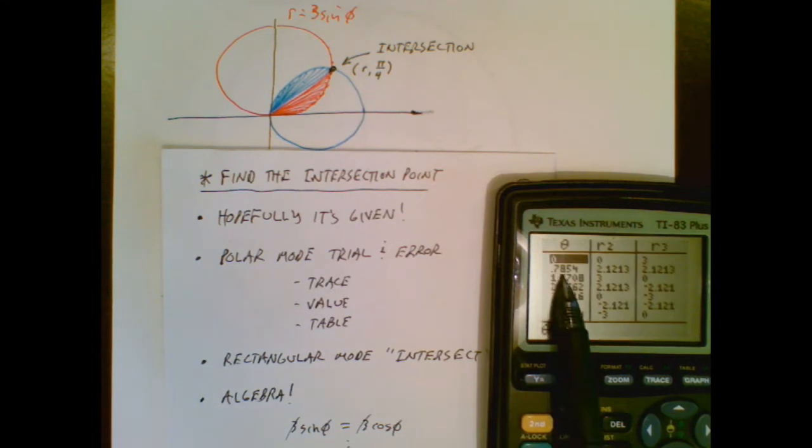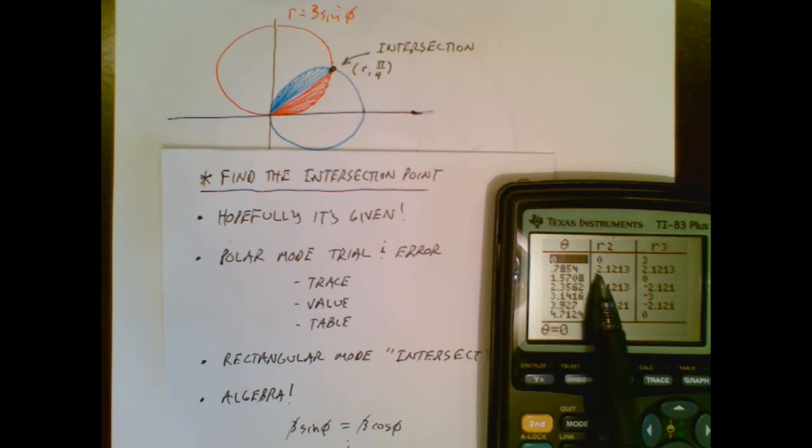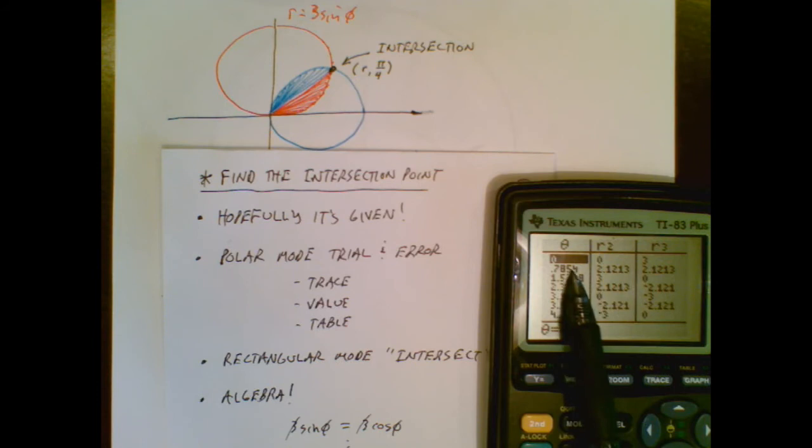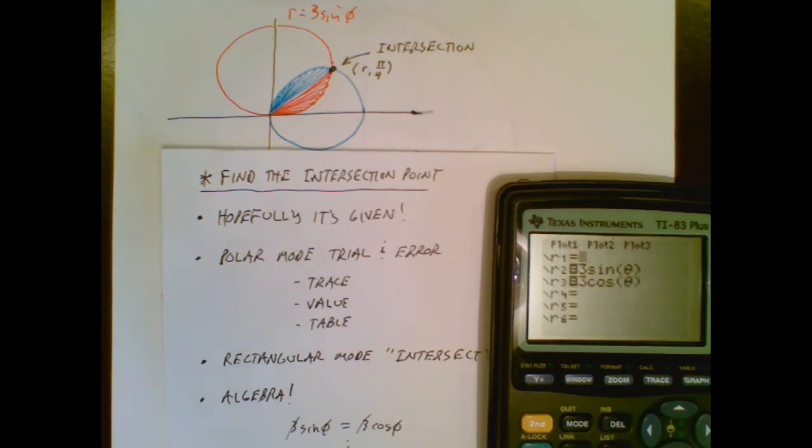at theta equals pi over 4, the radius of my two curves are identical. So this gives me undisputable proof that it is pi over 4. But I'm going to show you other strategies.